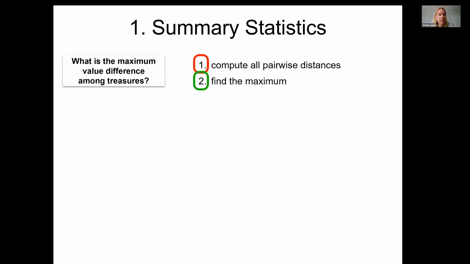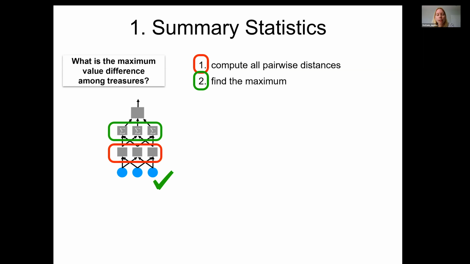The first example is very simple. What is the maximum value difference between any of the input items? That's what the neural network should be computing. One simple algorithm for computing this is to compute all pairwise differences and find the maximum. Now if you look at the graph neural network, it's essentially doing pairwise operations and then aggregating these pairwise operations. So it exactly matches the structure of this algorithm. Step one is the pairwise operations, and step two is the aggregation, by doing a softmax.